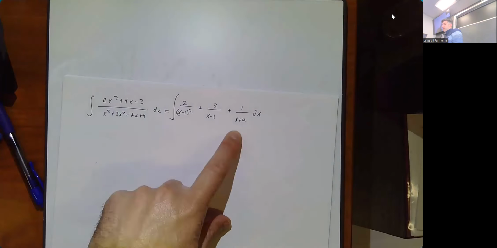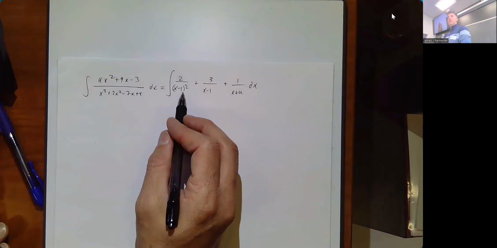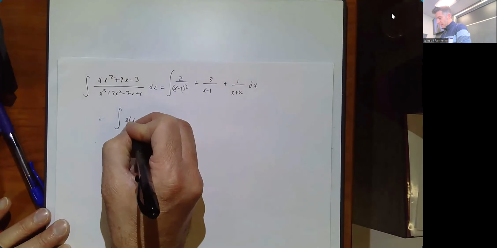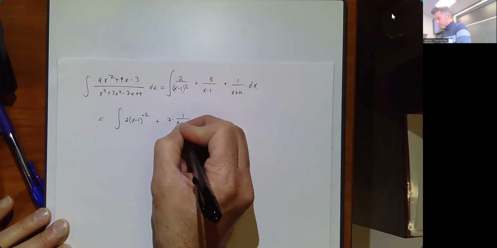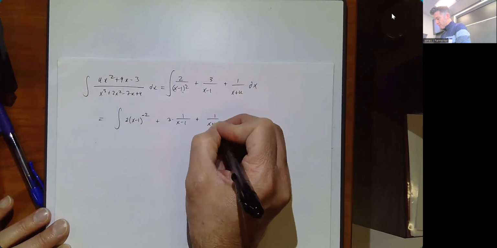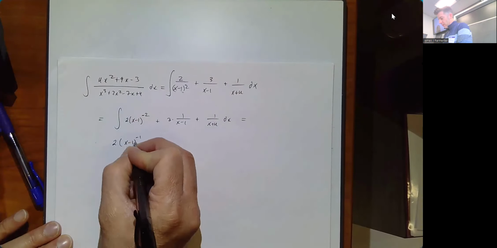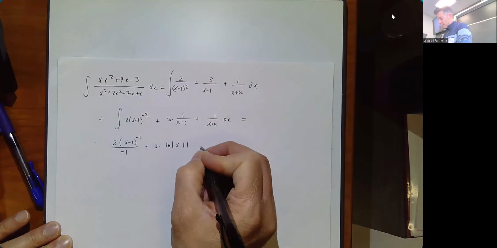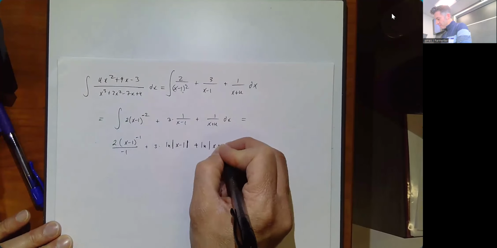The things that are to powers of 1, like the x minus 1 and the x plus 4, are just going to give you antiderivatives that are natural logs. But this one here is a little bit different. I would rewrite this as the integral of 2 times x minus 1 to the negative 2, plus 3 times 1 over x minus 1, plus 1 over x plus 4. And then when I integrate that, I get 2 times x minus 1 to the negative 1 over negative 1, plus 3 times the natural log of the absolute value of x minus 1, plus the natural log of the absolute value of x plus 4, plus C.